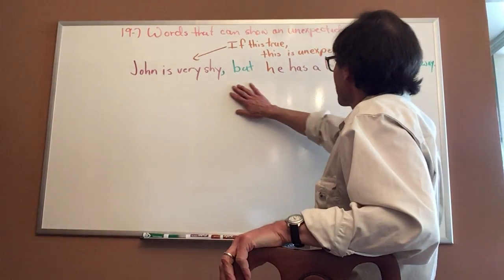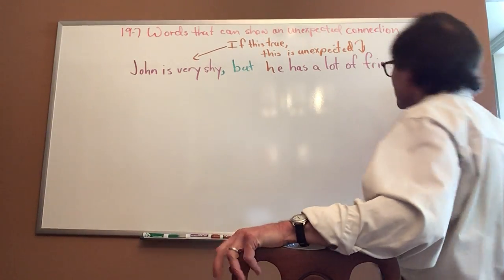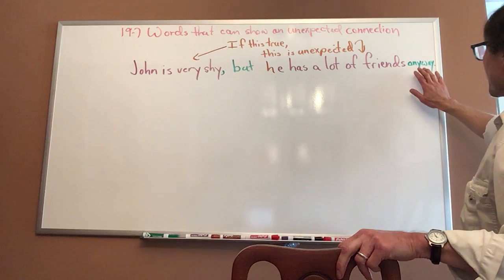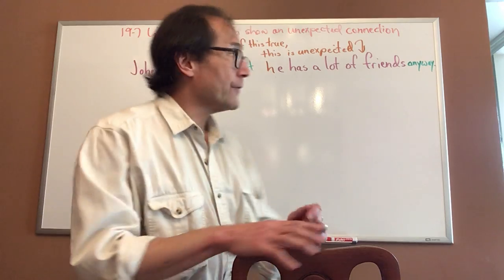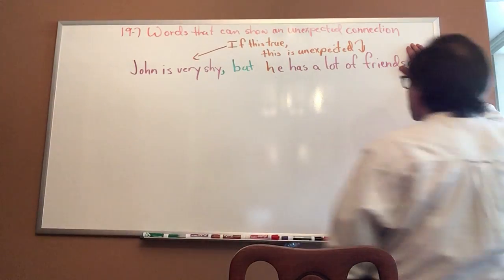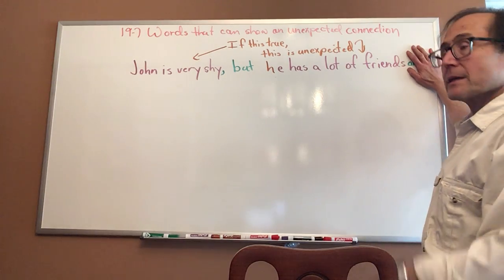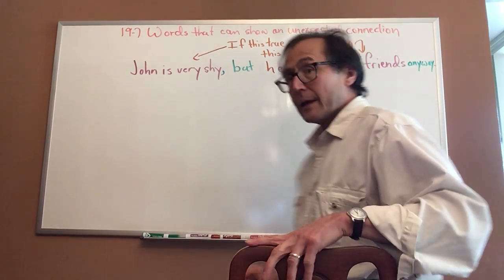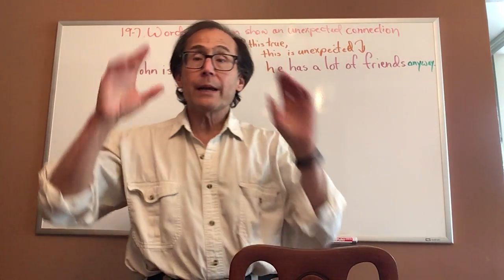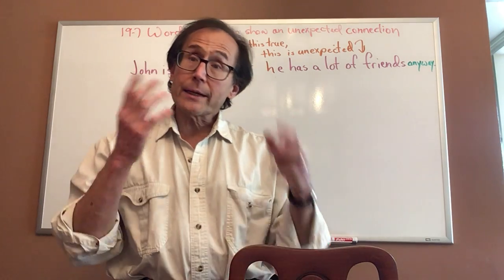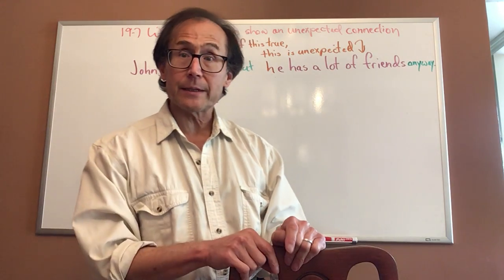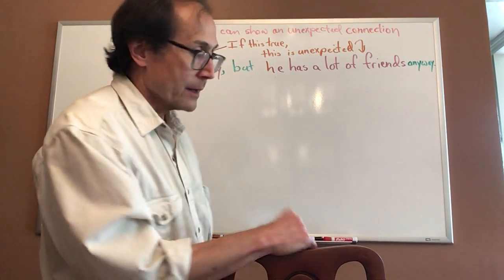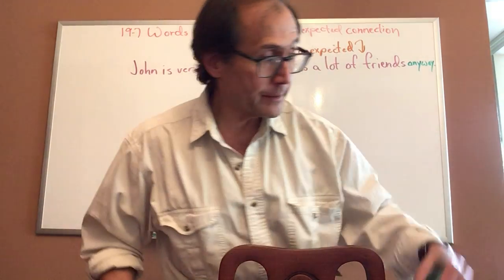Okay, now, what was I going to say? Oh, so your book says, adds the word anyway at the end. And you can do that, but it's not necessary. If I say it without anyway, and I say, John is very shy, but he has a lot of friends, that shows that unexpected connection. If I add the word anyway, it makes it much clearer that there's an unexpected connection. So I can do both ways. This way makes it very obvious that it's an unexpected connection. But you can use but alone, and that also is fine.